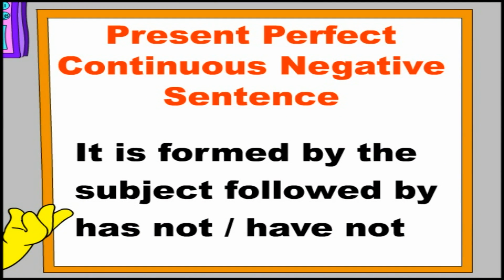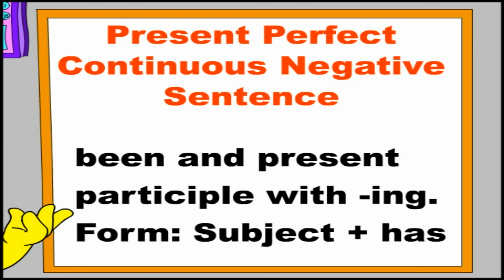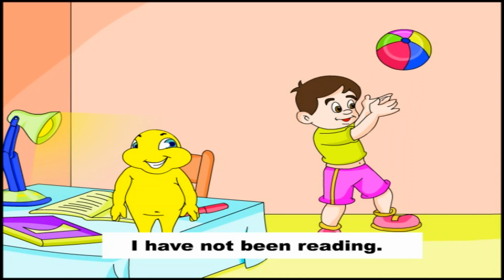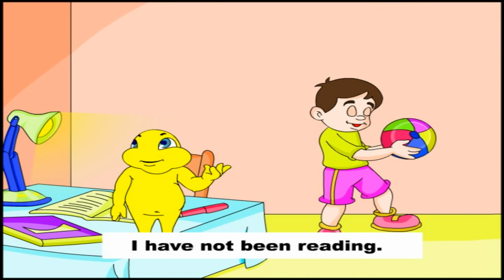Present perfect continuous negative sentence. It is formed by the subject followed by has not, have not, been and present participle with ing. Form: subject plus has not, have not plus been plus present participle. Examples: I have not been reading.